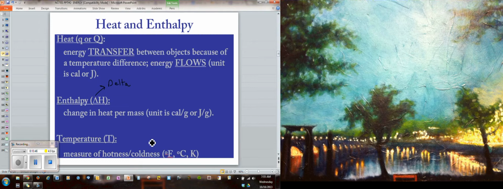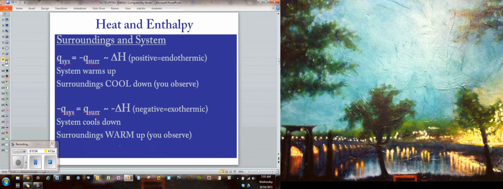And finally, temperature. Temperature is simply a measure of hotness or coldness. That's how you define it. You're very familiar with its three units. So I think we're pretty good with that one. Okay, heat and enthalpy. This looks a little bizarre when you first look at it, so I want to just take a few moments to explain it to you, because we have already learned the words endo and exothermic. So we already kind of have seen these two words.